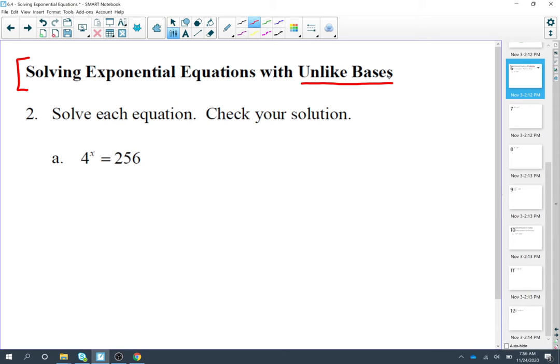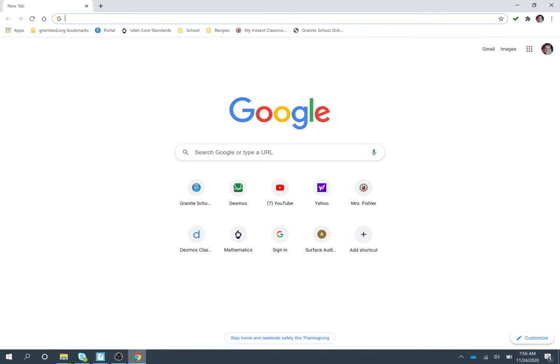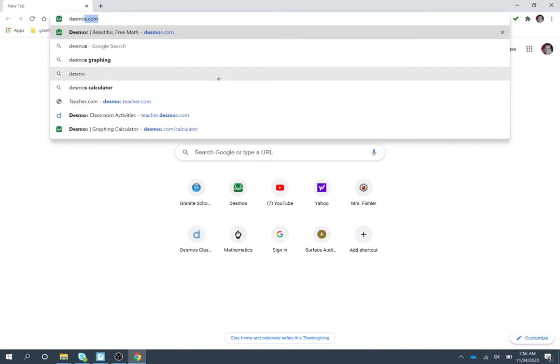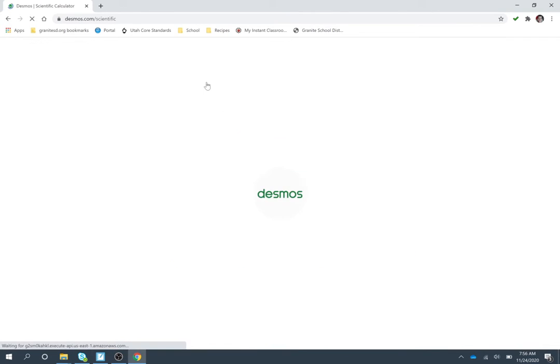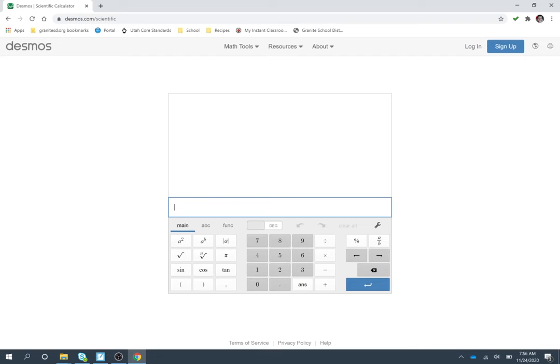And you can kind of mess with that on your calculator, but if it has an unlike base, the real goal here is to get it to a like base. So I'm going to keep 4 to the power of x equals, and then I'm going to look at 256 and say 4 to the power of what is really 256. So this is where I'm going to need you to go grab your calculator. So pull up Chrome. If you're working at home, let's just go to Desmos. We're going to pull up the scientific calculator, and this is where you're going to start guessing and checking.